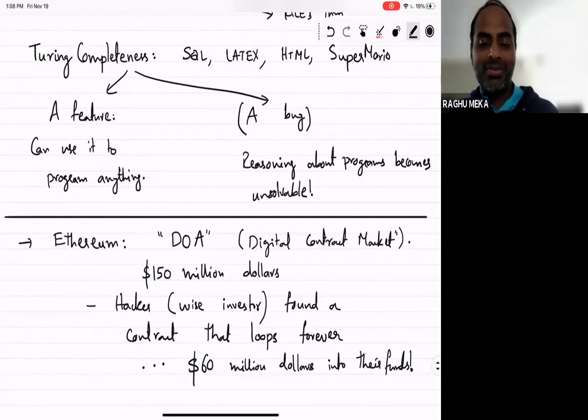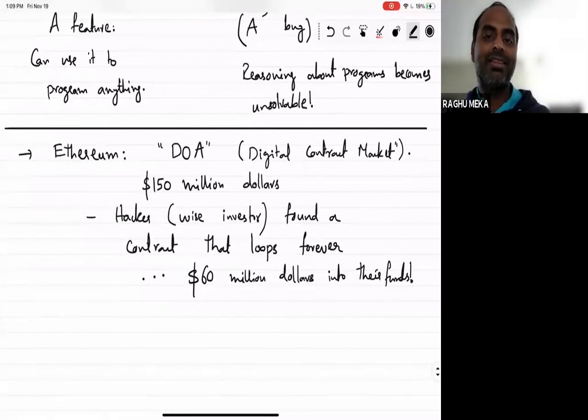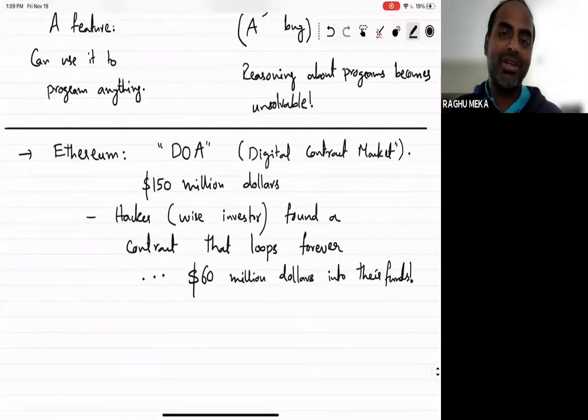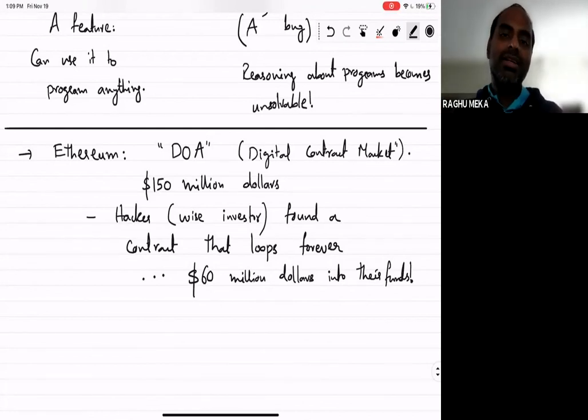And then there was this whole split about Ethereum, the whole currency split into two segments, there's Ethereum Classic and the new Ethereum, and so on and so forth. So a lot of debate on whether or not they should have done it, and they should have just given this person that much money, but that's another story. Okay. So the punchline here is that Turing completeness can both be a bug and a feature.